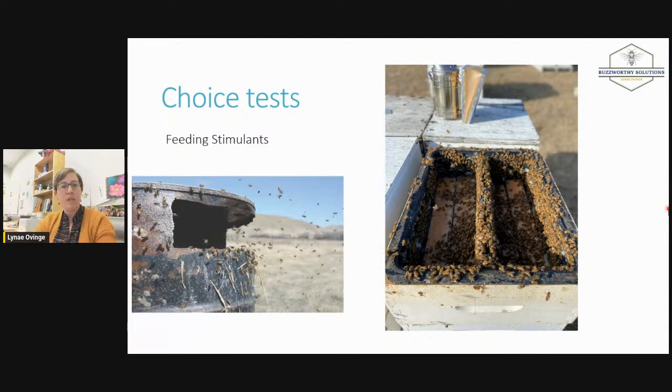So some options here. There's all sorts of feeding stimulants on the market. It's kind of bewildering. This is an easy way to see which one of those works best in your operation. There's also different types of sugar, right? And I know in Manitoba, you have more options than we do. So that's another way to just, okay, someone wants to sell me some sketchy stuff. Will the bees even eat this, right?